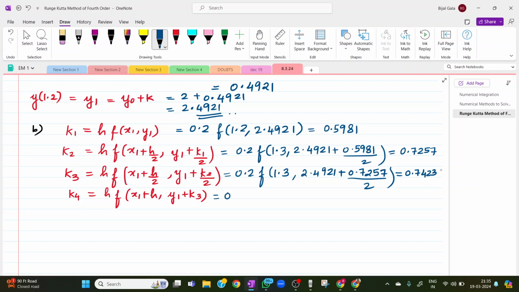And lastly, 0.2 times f of 1.4 will be here. And this would be 2.4921 plus 0.7423.